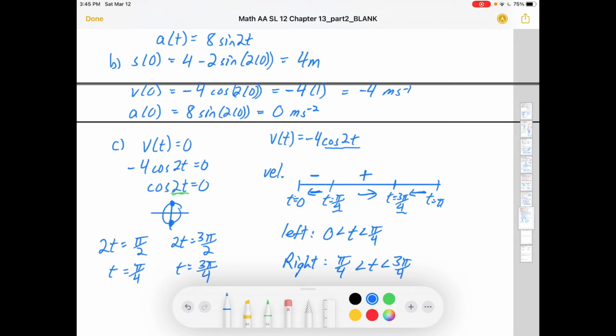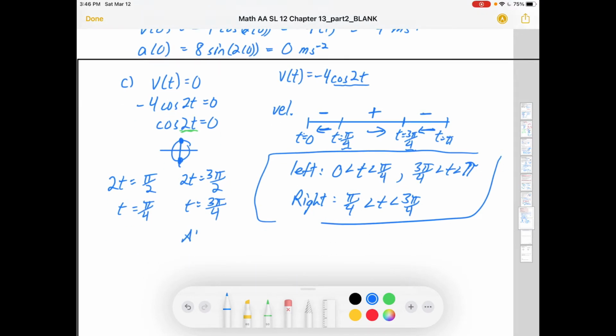And lastly, we're going to be moving left. Velocity is going to be negative again. If you put in something between 3 pi over 4 and pi, you'll find that it works out to be negative. So these are the times and the motions over those times. And I guess we should be really clear here that it is at rest at t equals pi over 4 seconds and t equals 3 pi over 4 seconds. That's what allowed us to make that velocity diagram.